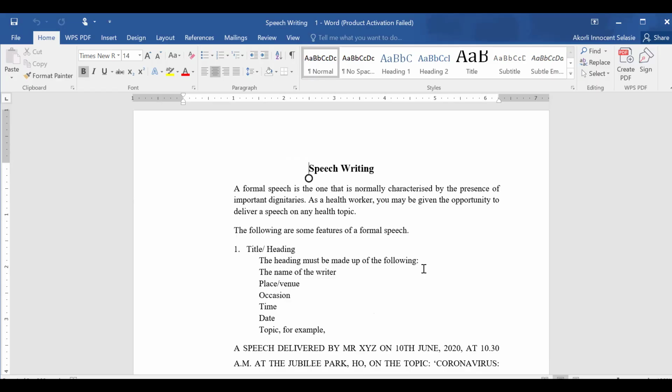Speech writing. A formal speech is one that is normally characterized by the presence of important dignitaries. As a health worker, you may be given the opportunity to deliver a speech on any health topic. The following are some of the features of a formal speech.